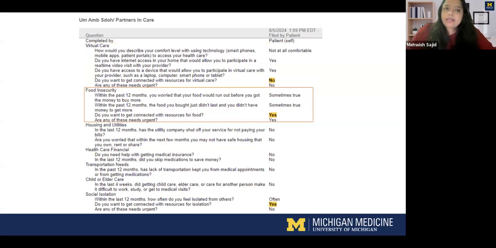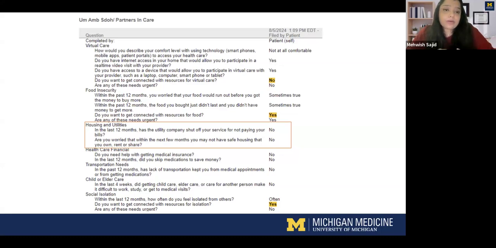Food insecurity. It asks, in the last month, has the patient worried about their food running out, or have they bought food and it didn't last and they didn't have money to get more? For this patient, she said it was sometimes true, and she did want to get connected for resources for food, and she did mark that as an urgent need. Housing and utilities. Do patients in the last year have concerns that their utilities might get shut off because they can't pay their bills? Or are they worried that in the next few months they might not have stable or safe housing? And for my patient, she said no to those.